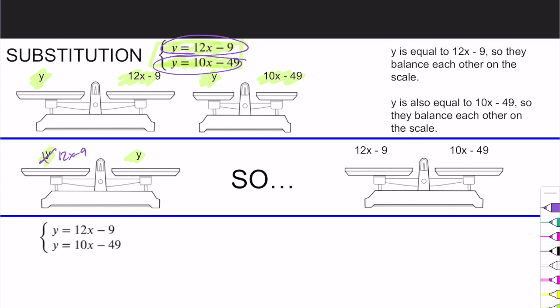Likewise, instead of y on the right side, we could take the y out and replace it with 10x minus 49, because those are equal values, and my scale would still be balanced. So 12x minus 9 has to balance 10x minus 49. They have to be equal to each other. And we use that to help us solve by substitution.